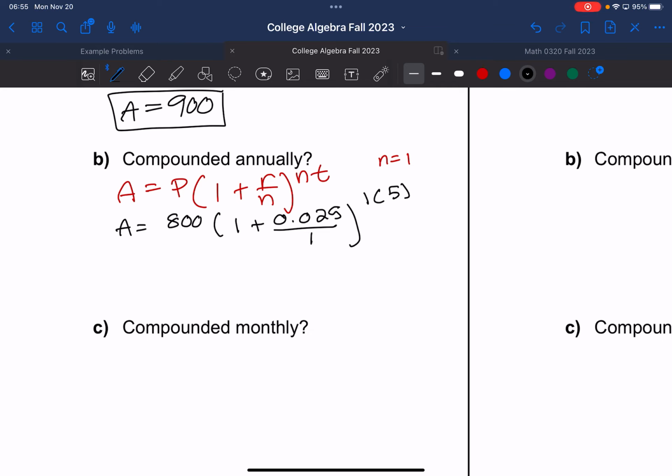For this one, we should get A is equal to 905.13. Remember, if you can't get this in your calculator, just use that PEMDAS that we learned in the beginning. Do the inside of the parentheses first, raise that to the exponent, multiply by 800.